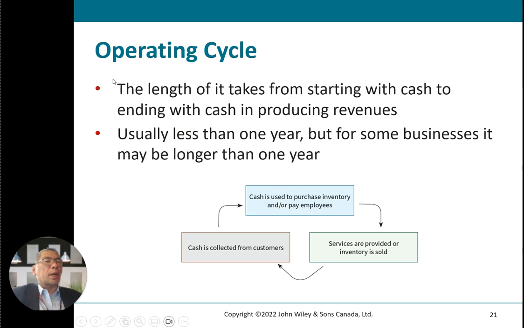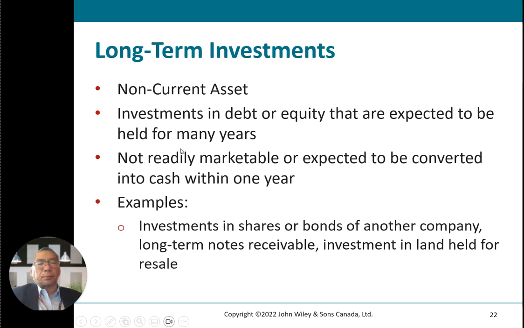What is the operating cycle? It is the length of time it takes, starting with cash and ending with cash, within producing revenues. Usually less than a year, but for some businesses it may be longer than a year. Example here in the cycle: cash is used to purchase inventory and pay for employees. Then service is provided or inventory is sold, and then cash is collected from customers and goes back again here. So this is the cycle, the 3 steps of the cycle here.